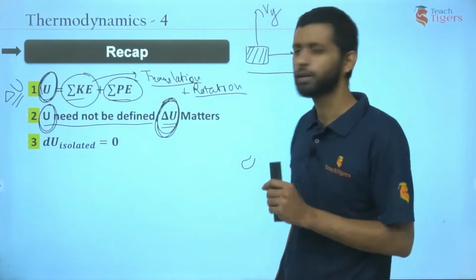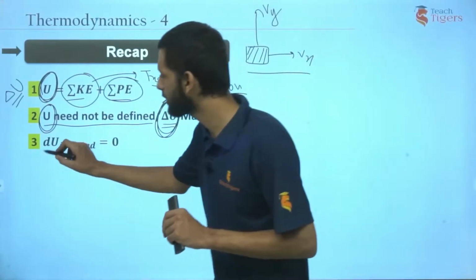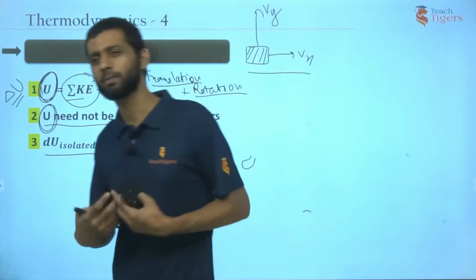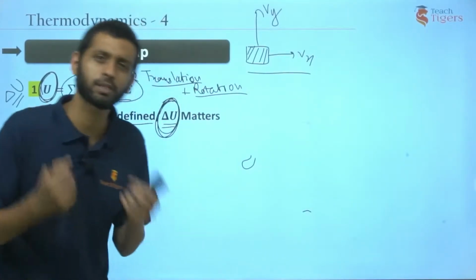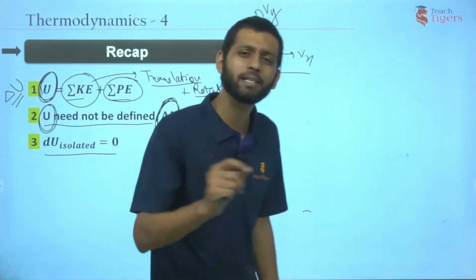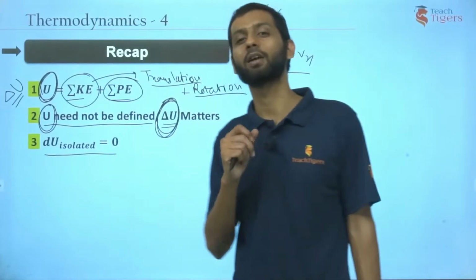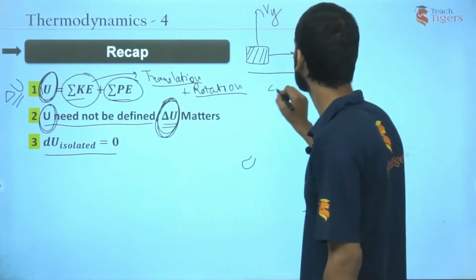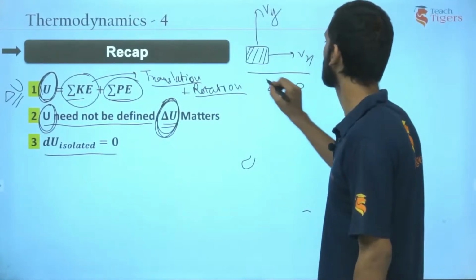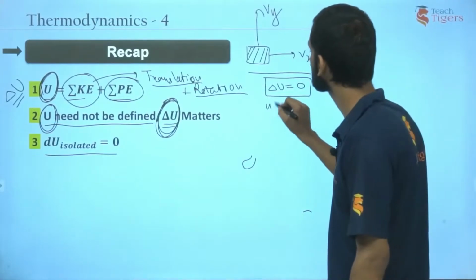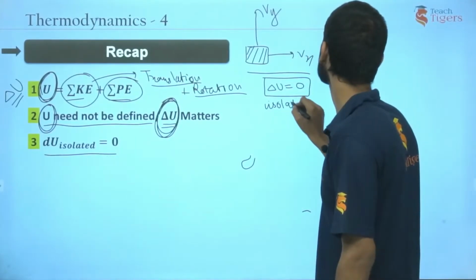Next point, very important point. I've written dU isolated equals 0. From the start, we have been solving some questions and discussing some concepts regarding change in internal energy of isolated systems. You must have written down that delta U equals 0, change in internal energy equals 0. This is true for isolated systems.